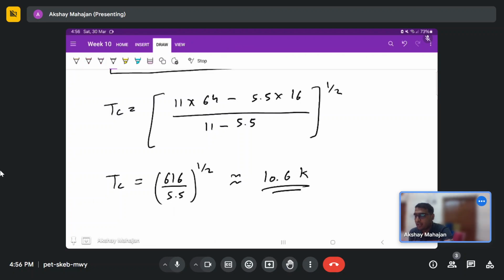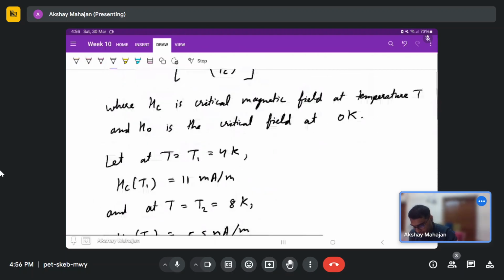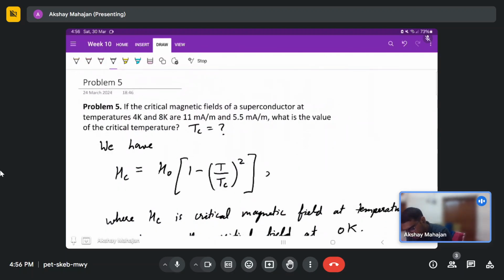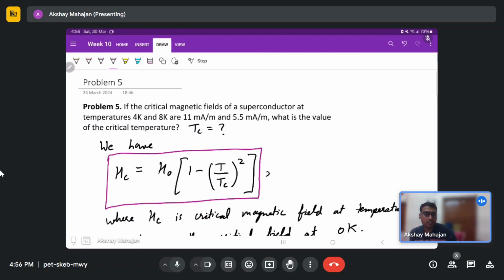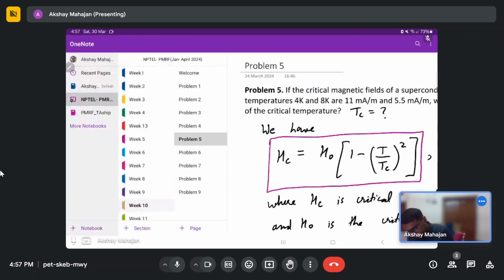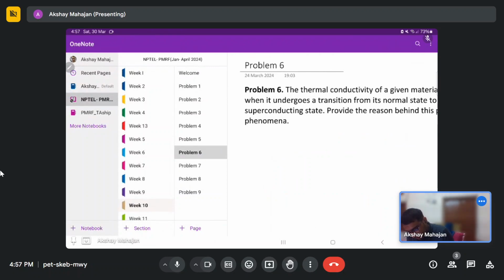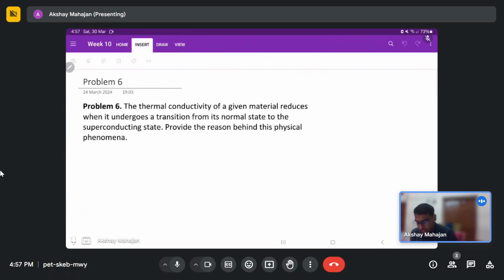Any doubt in this one? No? This was a basic question. All you have to do is remember this relation, how to find the critical magnetic field for the superconductor at any temperature T. That is given by this formula. Alright, let's move on to the next problem, number 6.